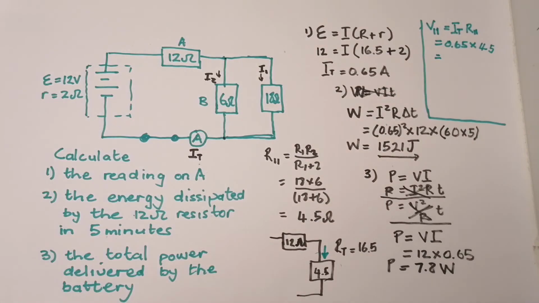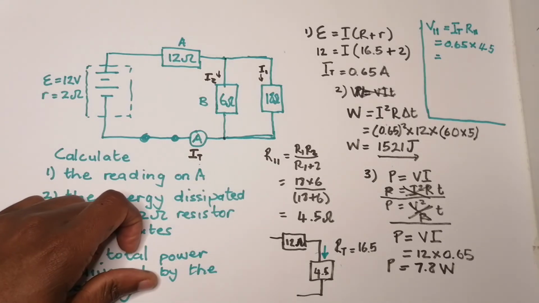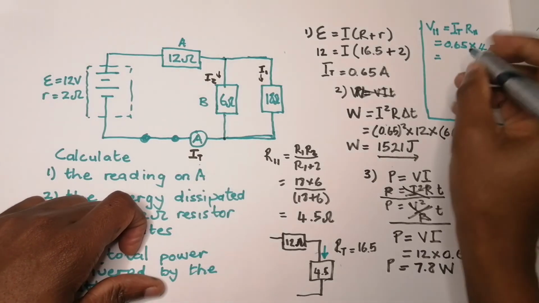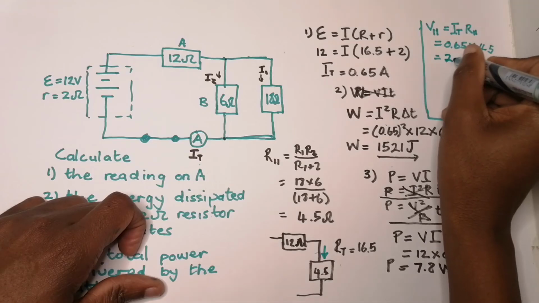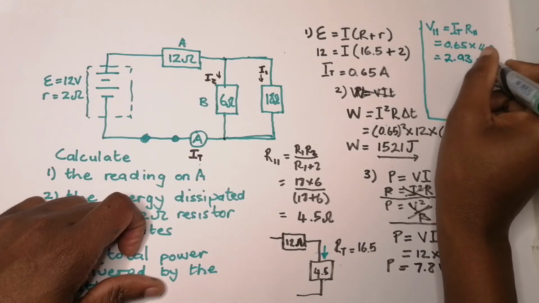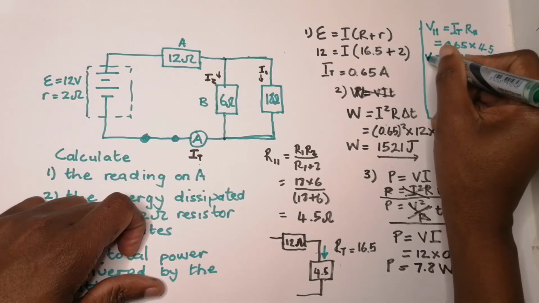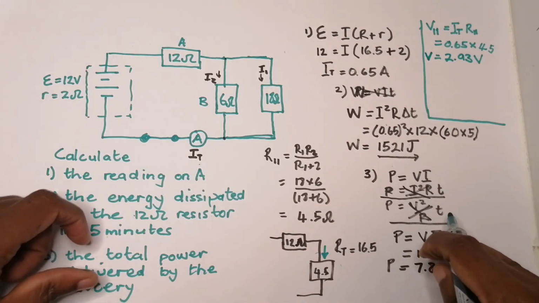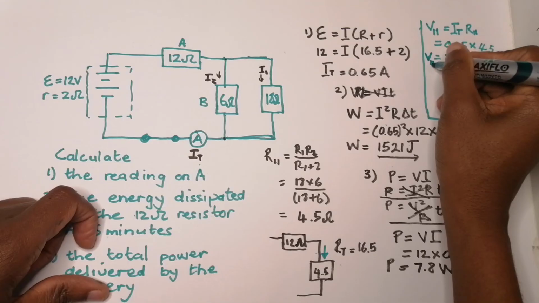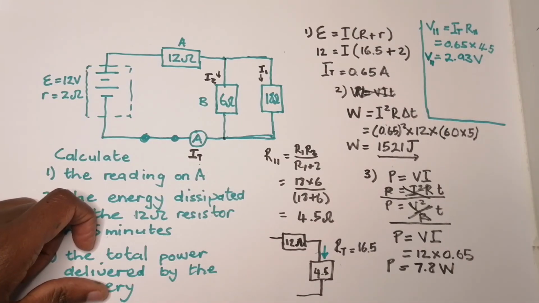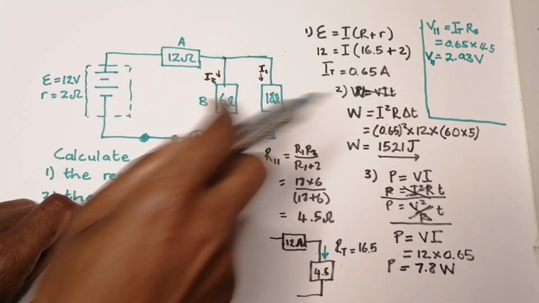Now I want you to note, 0.65 times 4.5 would give me 2.925. Let's say 2.93. I'm just rounding it off to 2 decimal places. So this would be 2.93 volts. So it means that the voltage across my parallel resistors is 2.93 volts.